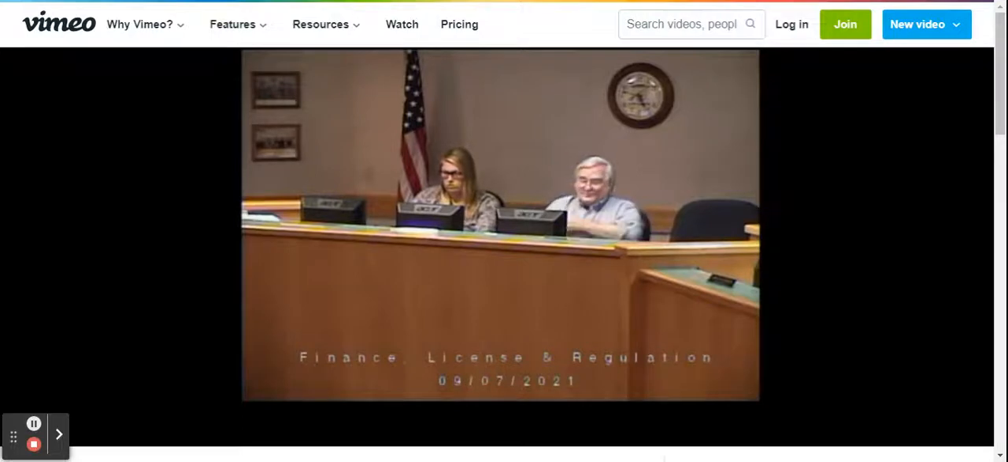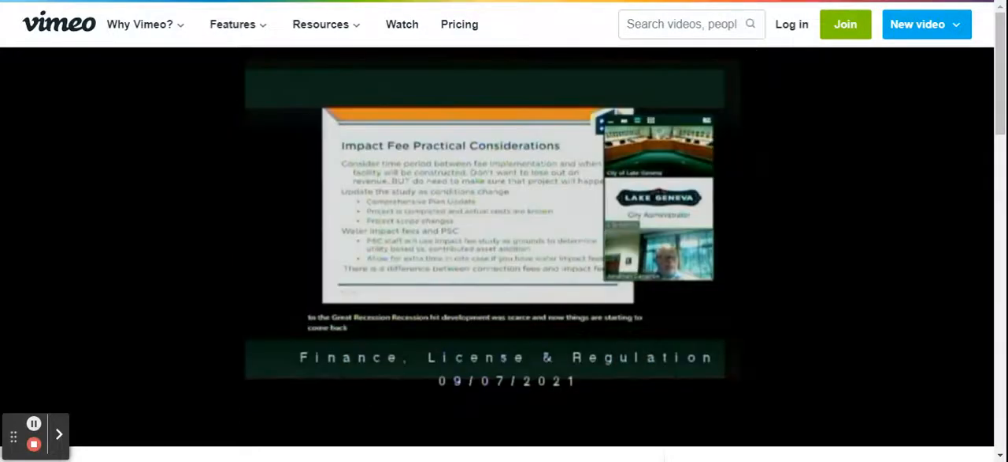Yes, I think in general what we see is that a lot of communities put impact fees in place prior to the Great Recession. The recession hit, development was scarce, and now things are starting to come back, and either the development community may be questioning it, or from a staff perspective, you're coming back to these studies going, we really haven't touched this in a while, and this really is kind of out of date. We really should update this in today's dollars, and the scope changed on whatever it is that we were doing. We're seeing quite a bit of that right now.